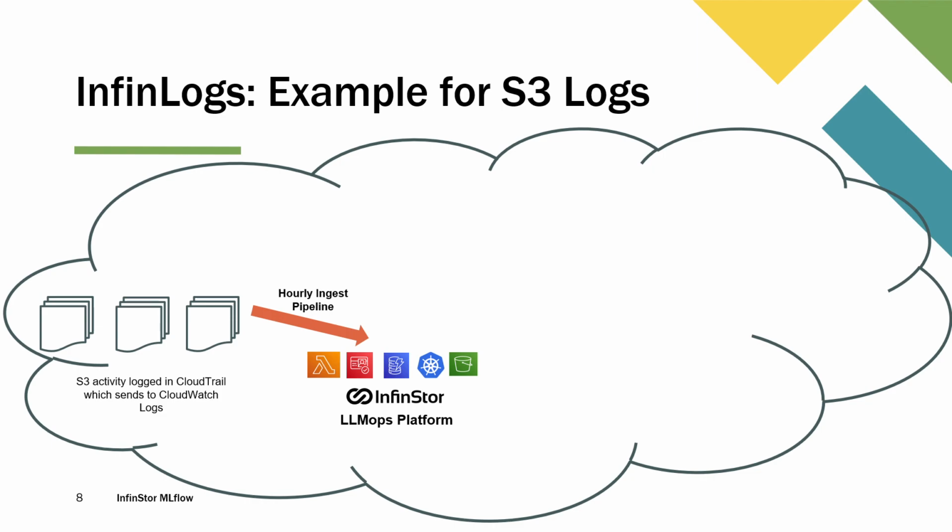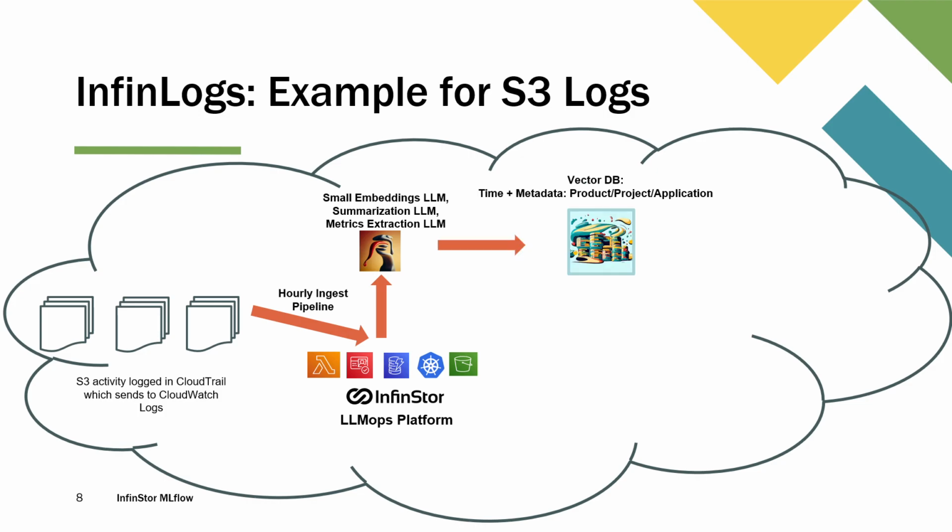It uses EKS or Elastic Kubernetes Service for the AI compute, specifically GPU enabled nodes, for example. The three LLMs we use for the pipeline processing are small embeddings LLMs, summarization LLM, and metrics extraction LLM. Next, we send it to a vector database, which we will use for similarity search later on.